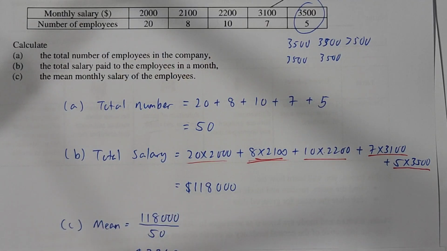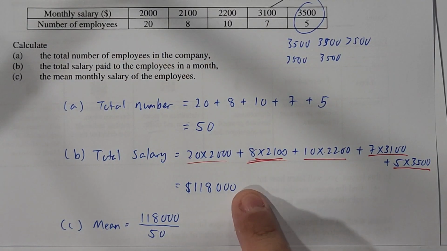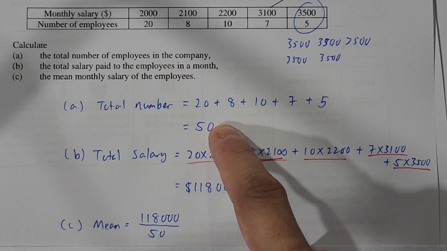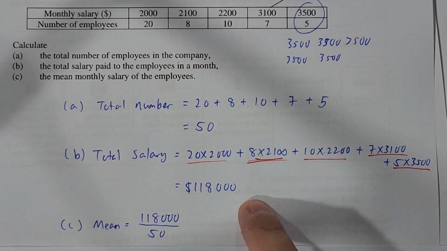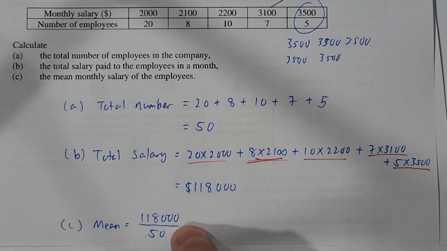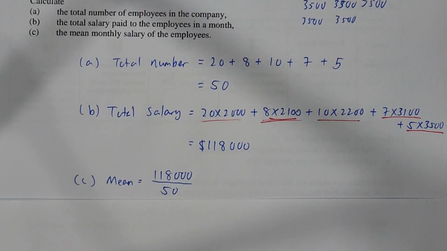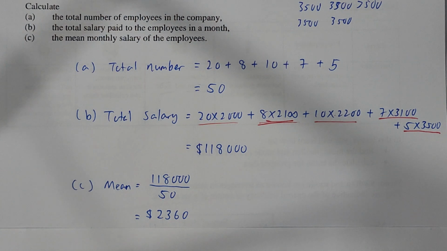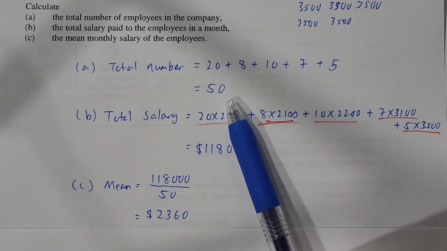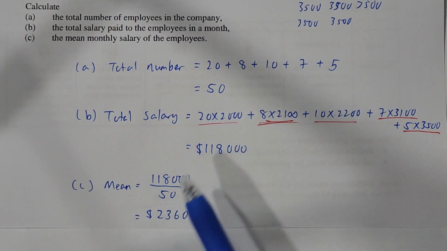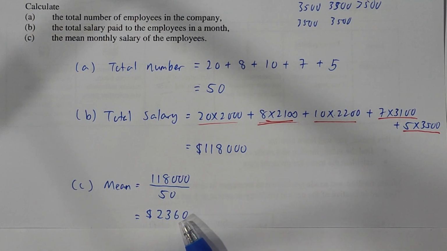Part C is basically the total value divided by the number of data. This is my total value, this is my number of data. There are 50 employees, and all of them in total earn 118,000. So I divide them, 118,000 divided by 50, and that will give me the mean value, 2,360. Once again, this 2,360 means you can think of it as 50 people, all of them earning $2,360.